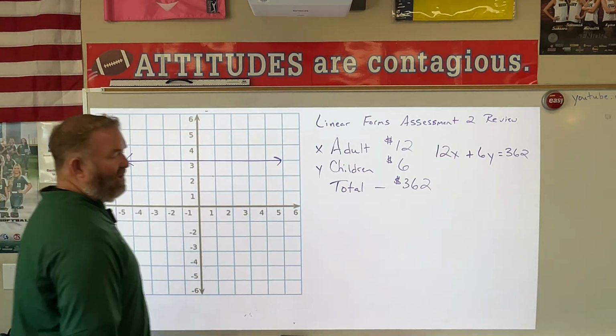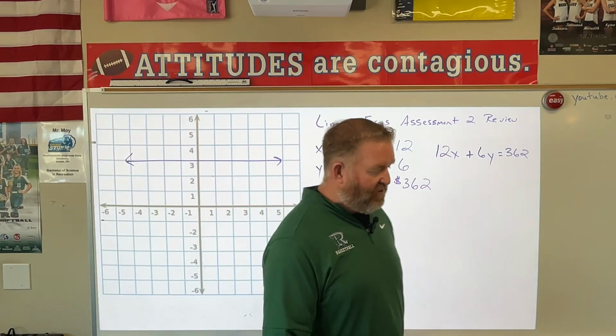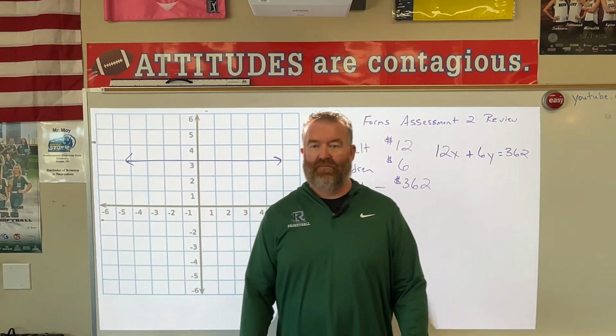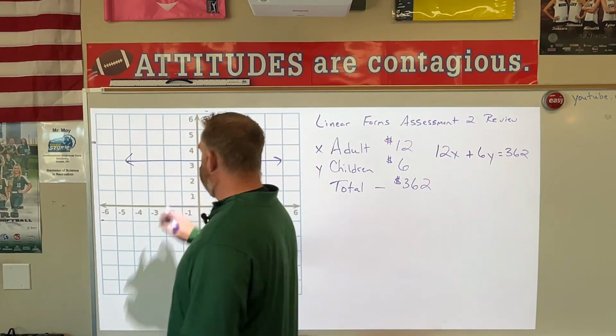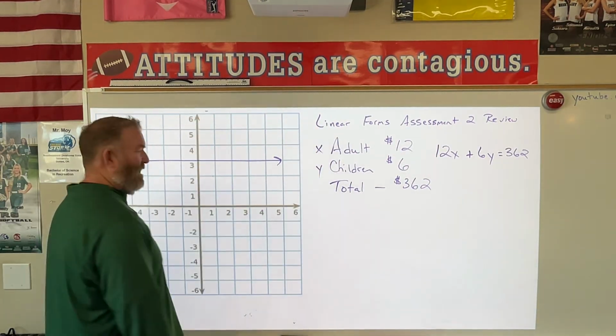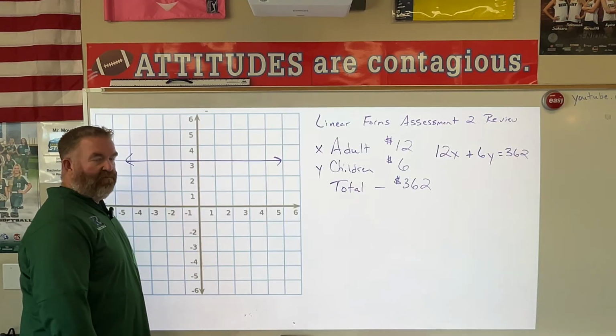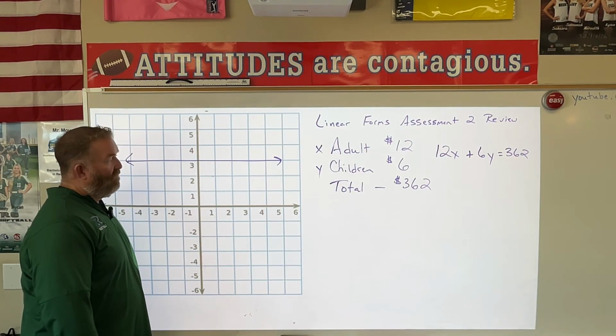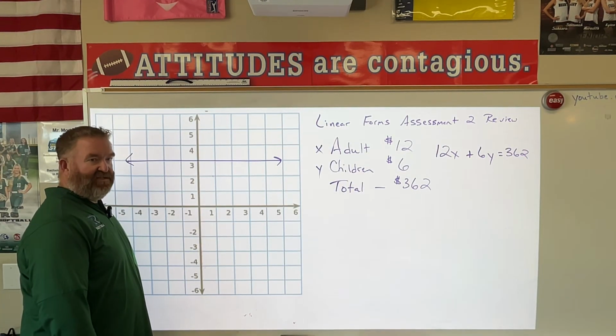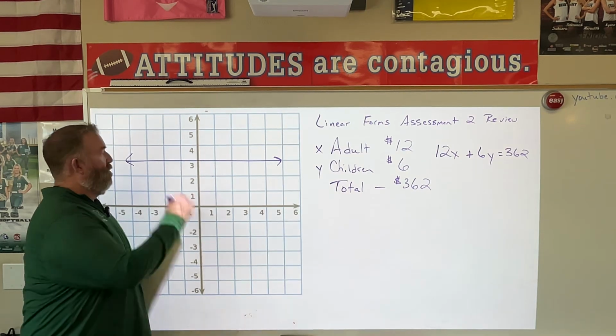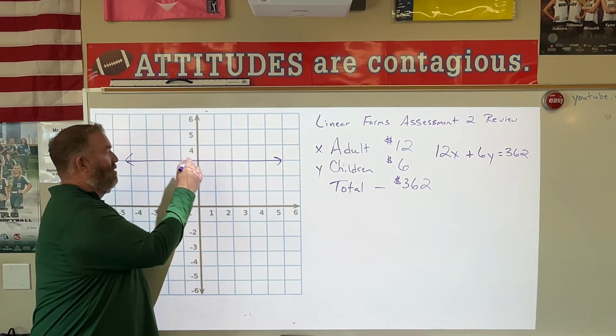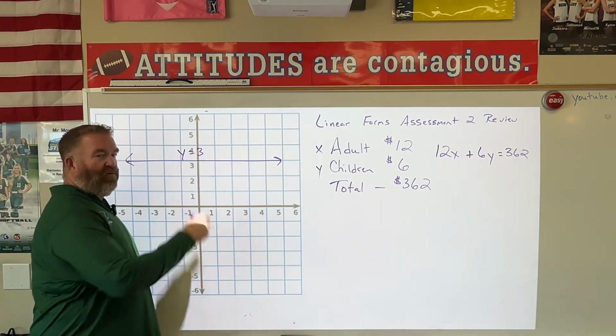All right. So it's going to ask you for two different things. It's going to ask you for the equation, and it's going to ask you to tell me what the slope is. Okay. Pretty simple. So what's the equation for this one? What axis does it cross, and what number is it? Y-axis. What number? Y equals 3. There's my equation.